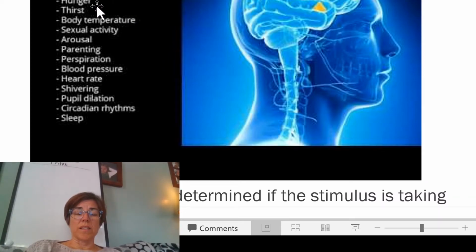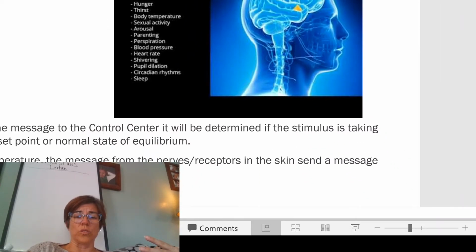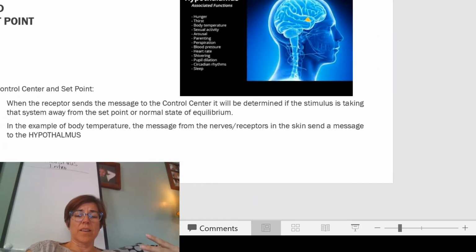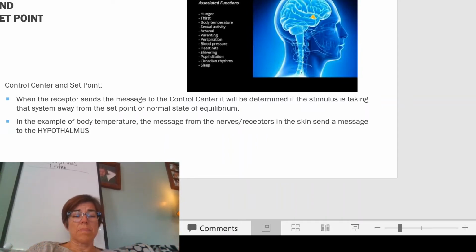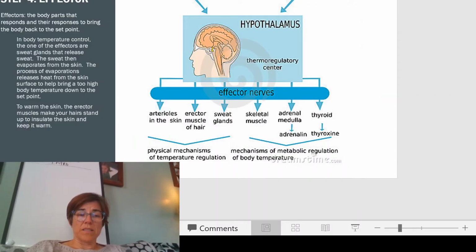It can notice if your blood sugar levels are too high or too low, and if the amount of nutrients in your blood is too high or too low, and whether or not you're hungry. Body temperature, your arousal, your perspiration, heart rate, pupil dilation. So different factors get controlled from this hypothalamus because that center measures the stimulus and measures it against the set point to say, do we need to do anything? If you feel regular, your body is not going to do something in response.